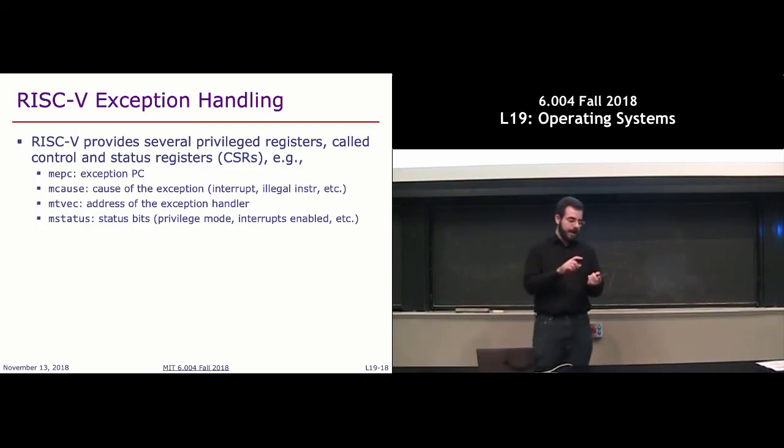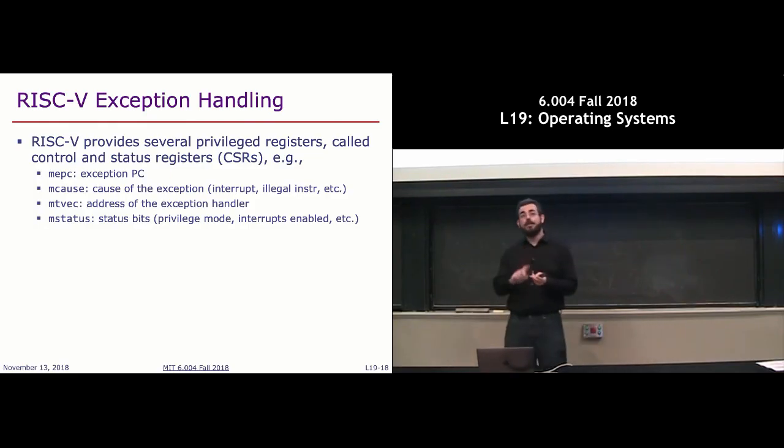Okay, so basically, as I said before, in general, an ISA has this supervisor mode and this user mode, and supervisor mode has access to privileged state and privileged instructions. And in RISC-V, this privileged state is in the form of some privileged registers that are called control and status registers, or CSRs for short.